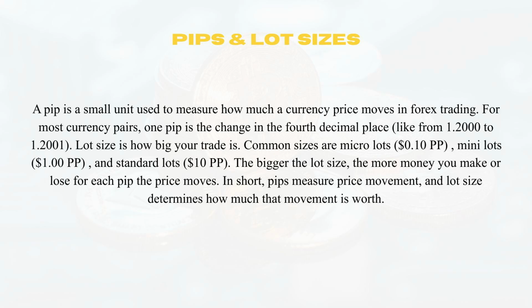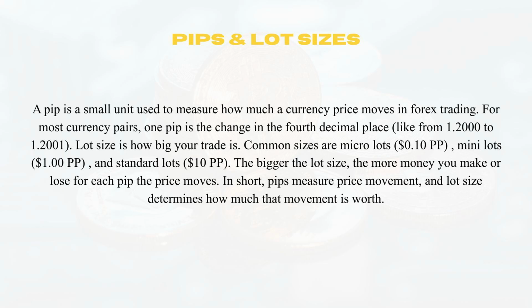Now, common sizes are micro lots. So this means that price is going to move by 10 cents per pip. Then we have mini lot sizes. So that means that price will move $1 per pip. And then we have standard lot sizes, which means that price will move by $10 per pip. The bigger the lot size, the more money you make or lose for each pip the price moves.